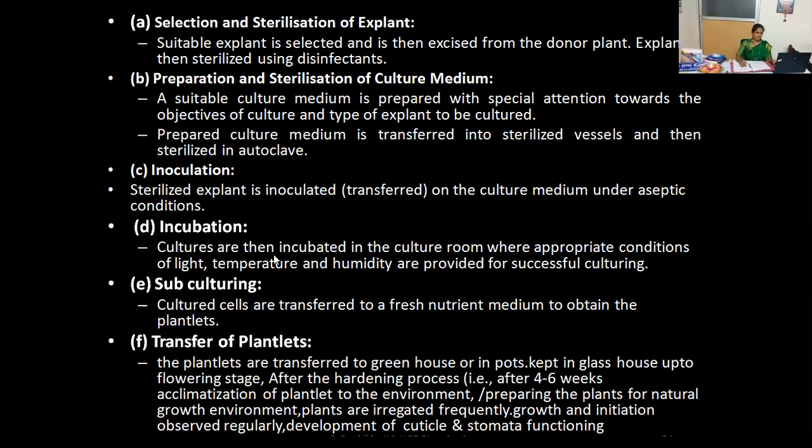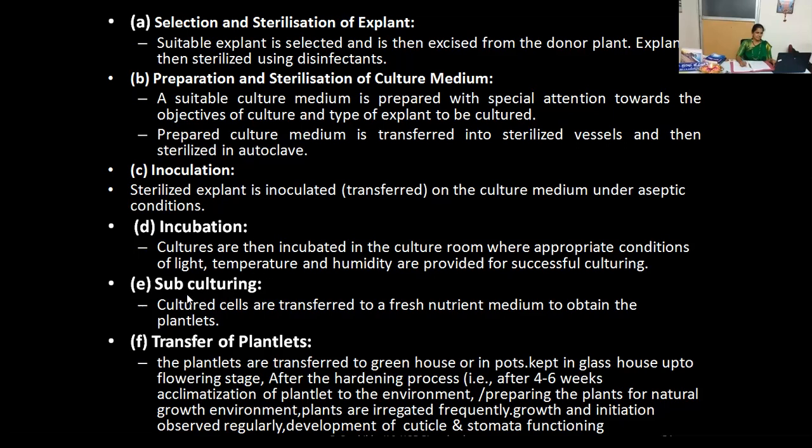The cultures are then incubated in the culture room, where appropriate conditions of light, temperature, and humidity are provided for successful culturing. During the incubation, we observe, and once all the nutrients are exhausted and the plants have utilized the nutrient medium, then after 1 or 2 months, that explant will be transferred into fresh culture medium for further growth and development. So, in the incubation chamber, we need to observe and record the growth and development of the explant.